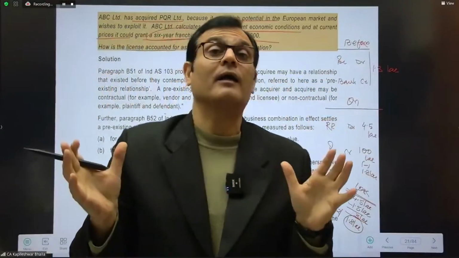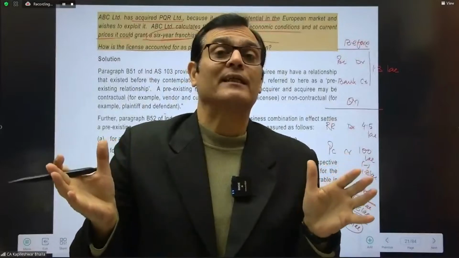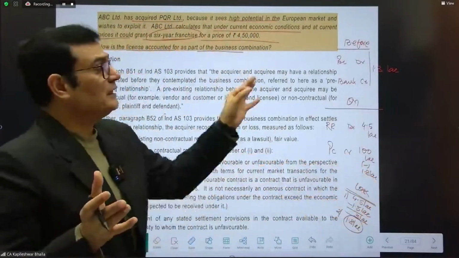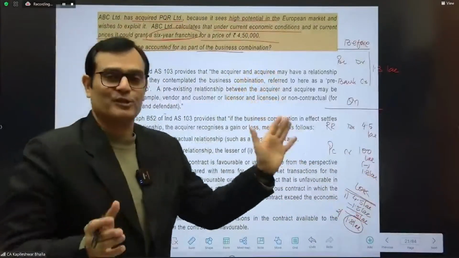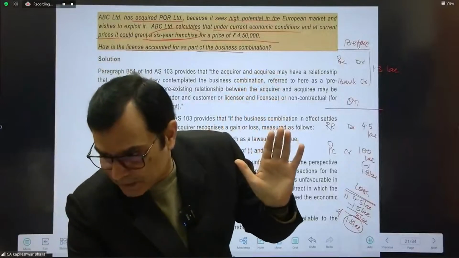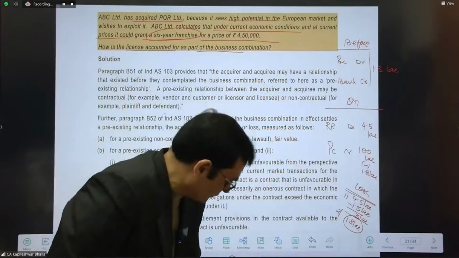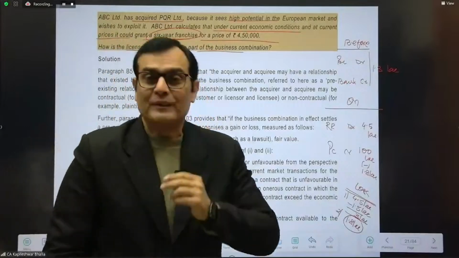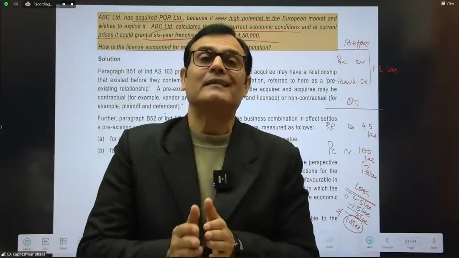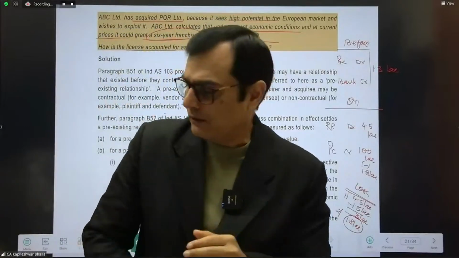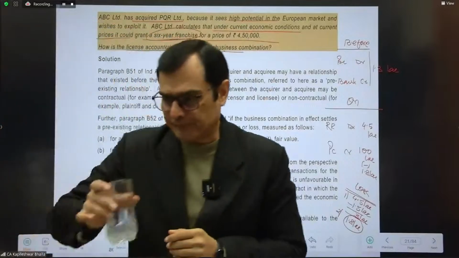I hope, friends, I am now absolutely clear on illustration 20, including the impacts of the journal entry. Let me see if there's any questions coming in so far. Are we pretty clear, friends, at this stage on the reacquired rights along with the gain or loss on contractual, non-contractual relationship?